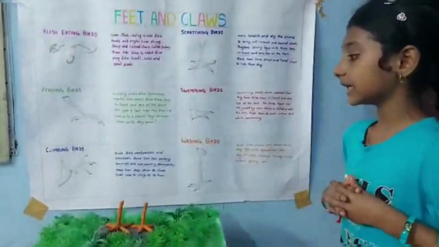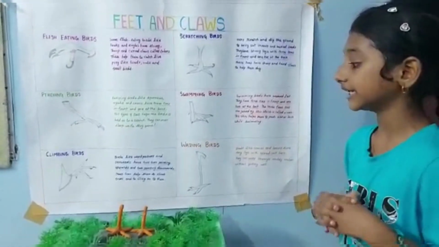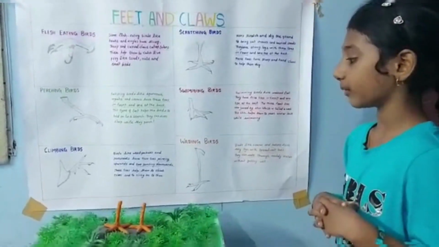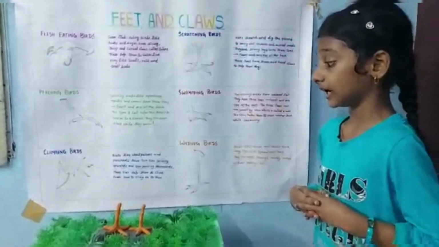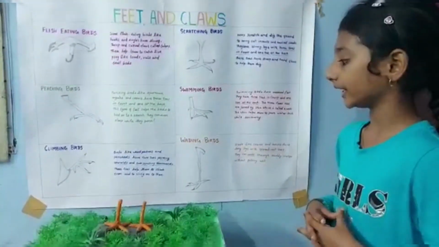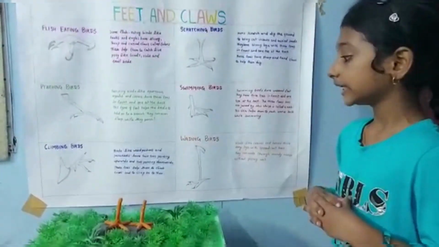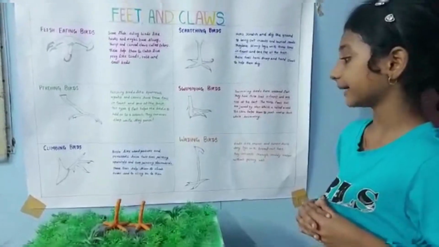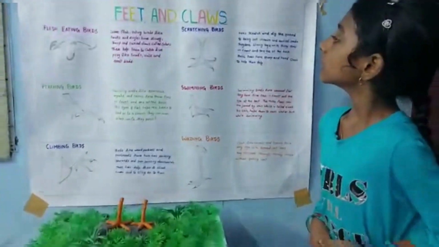Climbing birds. Birds like woodpeckers and parakeets have two toes pointing upwards and two pointing downwards. These toes help them to climb on tall trees.